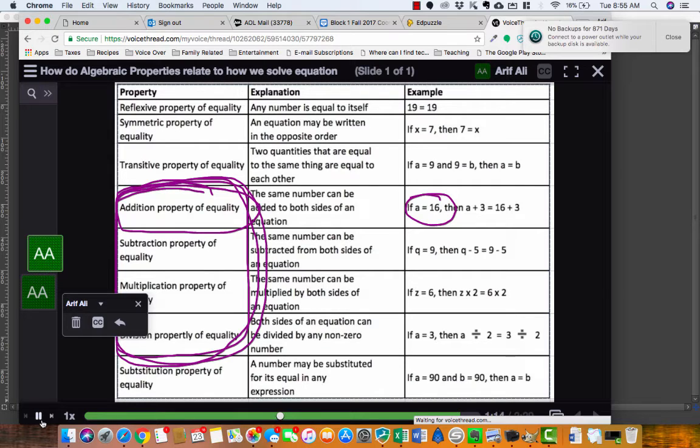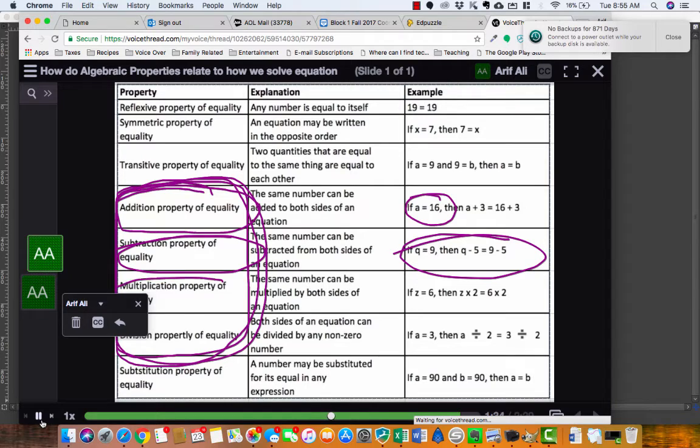Guess what? The subtraction property of equality says that you can do what to both sides? Well, if you're thinking subtract the same number from both sides, exactly right. You have q equals 9. That means that q minus 5 equals 9 minus 5, according to the subtraction property of equality.